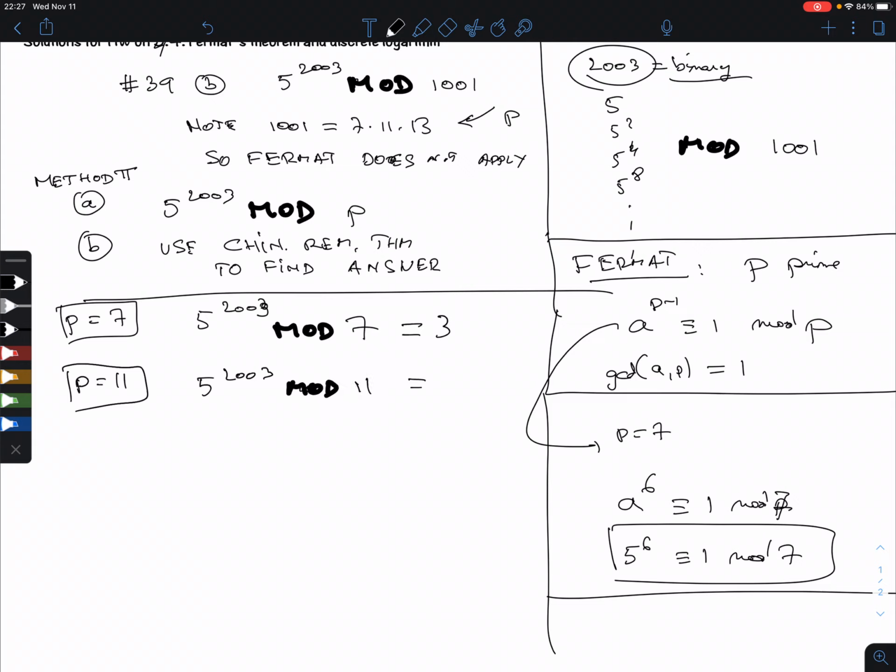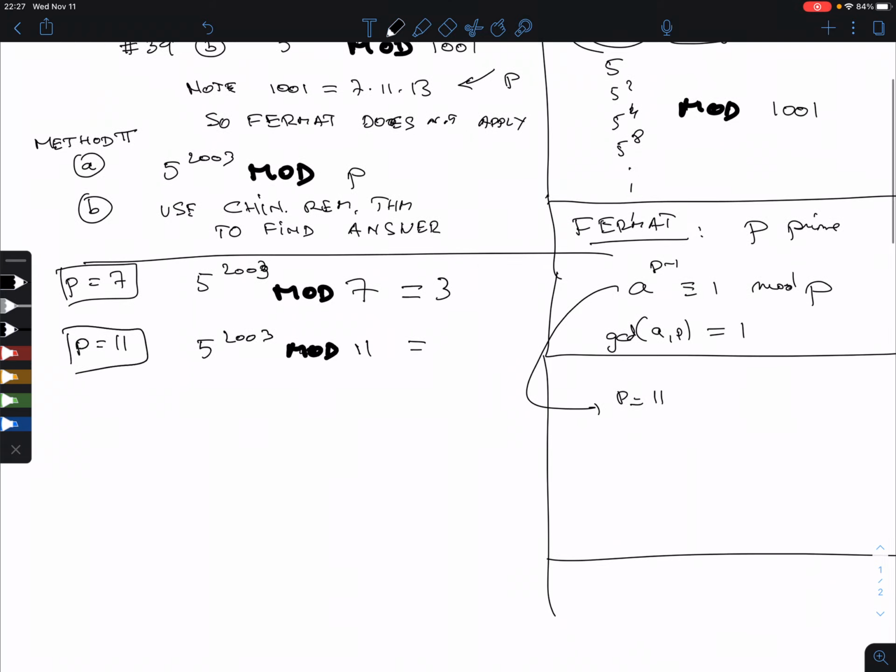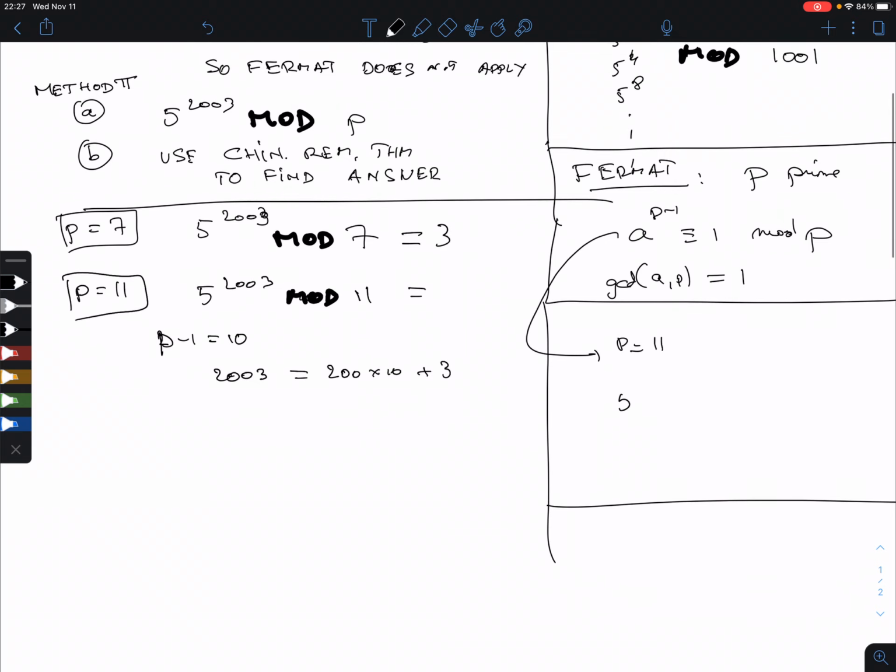Okay, so now P is 11, so let me erase this part here. P is 11. So the next step here is, I'm going to take P minus 1, which is 10. So I will take my exponent, 2003, and write it divided by 10, that is 200 times 10 plus 3. And then I know that 5 to the power 10 is equivalent to 1 mod 11. This is a special case of Fermat's little theorem for A equals 5. Therefore, this whole part in the exponent will give me 1, and so I know that this is equivalent to 5 to the power 3 mod 11.